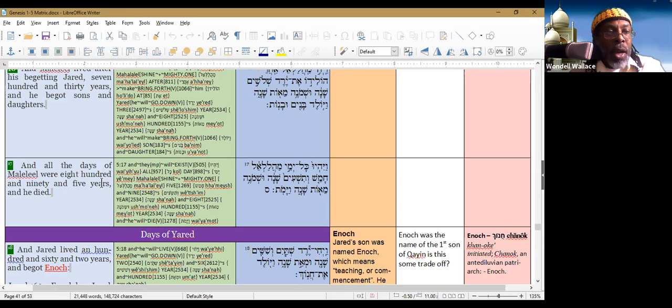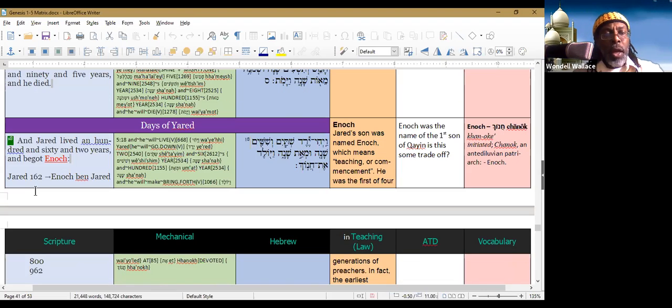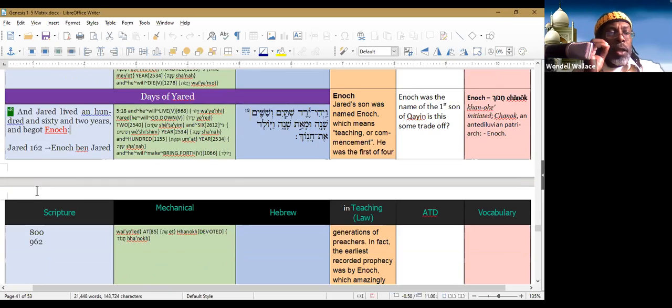And all the days of Mahalalel were 895 years, and he died. 895. All right. And Yared lived 162 years and begot Enoch. So Yared is 162 when he gives birth to Enoch ben Yared. He lives for 800 more years, dies at 962. All right, so let's go over here.